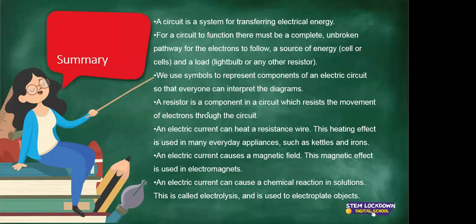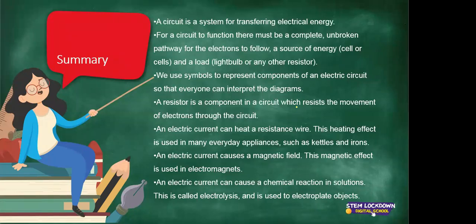And you have a resistor. A resistor is a component in a circuit which resists the movement of electrons through the circuit. And an electric current can heat a resistance wire, and this heating effect is used in everyday appliances like our kettles, our toasters, our irons, the iron that we iron our clothes with.